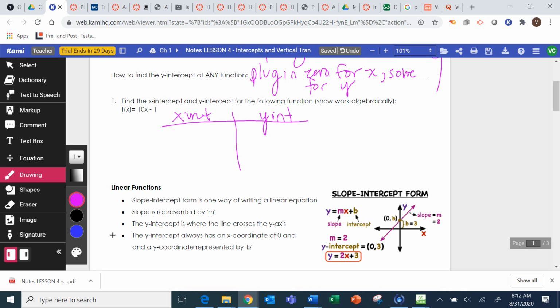So to plug in 0 for y, there isn't a y here, but we talked about how f of x is the spot where the y would be. So we just do 0 equals 10x minus 1. We're going to add 1 to both sides. We're going to divide by 10. We get x equals 1/10. This is not how you write your answer.